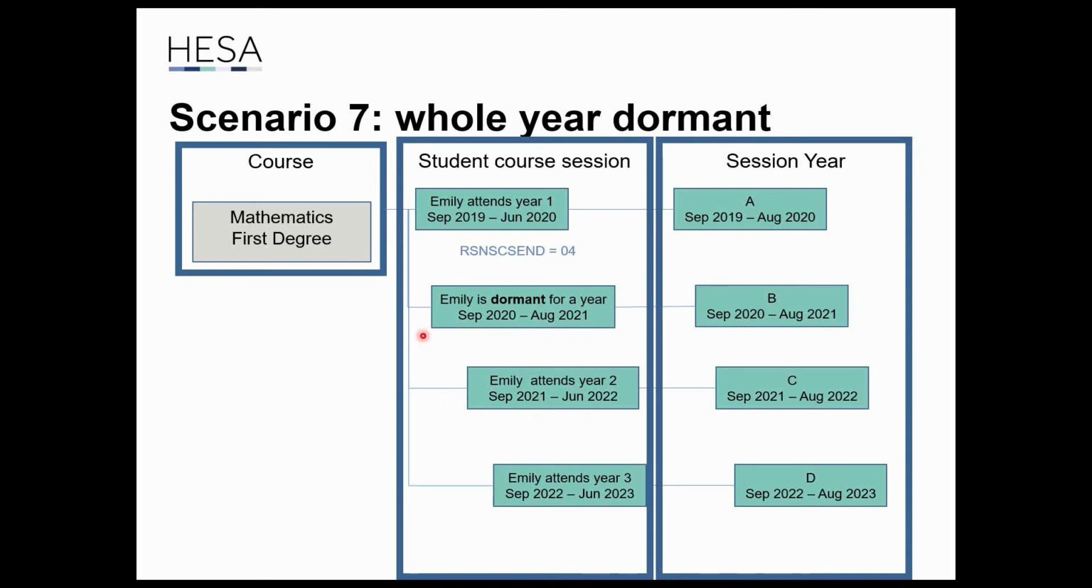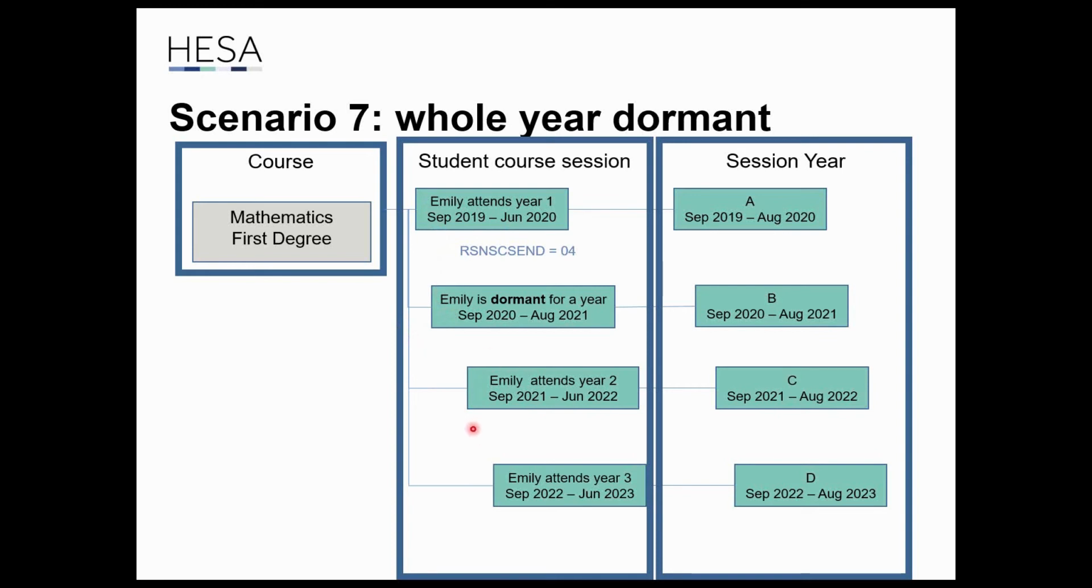There are a few ways of doing this. Either you say at the end of this student course session that the student is not coming back next year, and so you won't be returning them. Or if you didn't know and the provider found out when she doesn't come back in September, you could return this again and say she's definitely gone. I won't go into too much detail about dormancy. We've got a whole guidance document stepping through all the different examples, but that's how it's reflected in terms of the curriculum data.